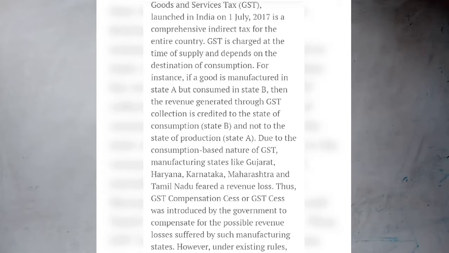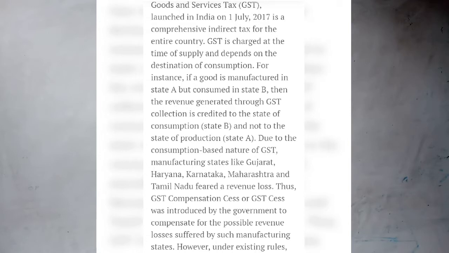Goods and Services Tax, GST, was launched in India on 1st July 2017, which is a comprehensive indirect tax for the entire country. GST is charged at the time of supply and depends on the destination of consumption. For instance, if a good is manufactured in state A but consumed in state B, then the revenue generated through GST collection is credited to the state of consumption, which is state B, and not to the state of production, which is state A.